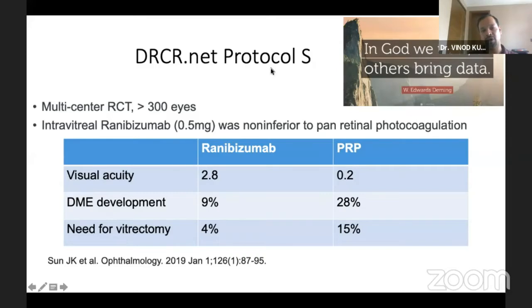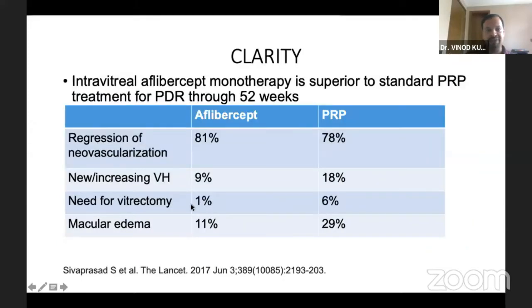Now, all have been talking about DRCR Protocol S, and I'll just comment on it in a single slide. It was basically a non-inferiority study, and what we found was that monotherapy with ranibizumab had certain advantages over pan-retinal photocoagulation, in terms of lesser rates of DME development, lesser rate of vitrectomy, and better improvement in visual acuity. The same thing was shown by the CLARITY study, where aflibercept was superior to standard pan-retinal photocoagulation in terms of regression of neovascularization, resolution of vitreous hemorrhage, needs for vitrectomy, and development of macular edema.